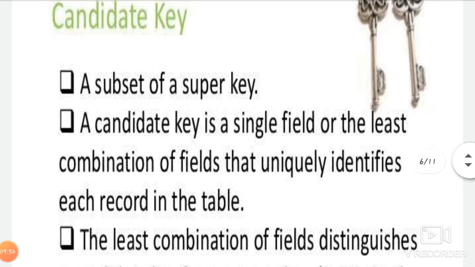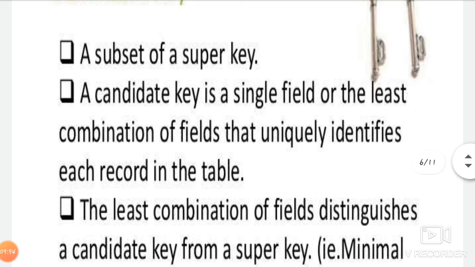So now we are going to see about the candidate key. It is a subset of super key. Super key, whatever key is present in the table, is called a super key. But when you are talking about the candidate key, it is a subset of super key, okay? And a candidate key is a single field or the least combination of fields that uniquely identifies each record in the table.